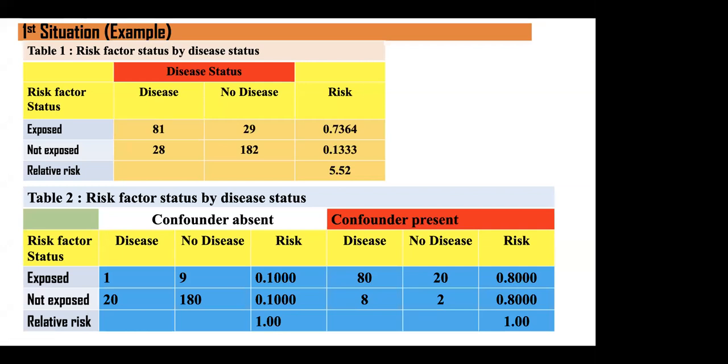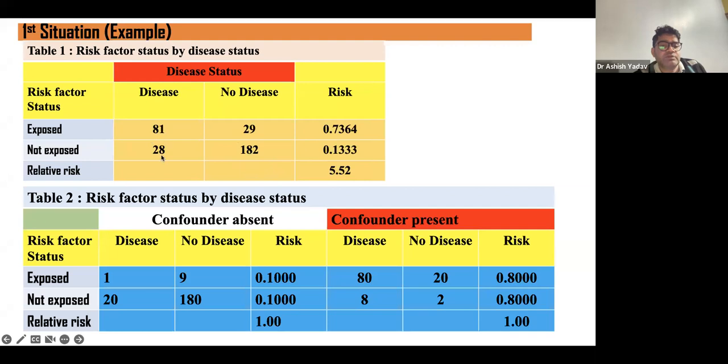Yes, sir. But this is the entire data set: 81 plus 28, 29 plus 182. When you study this complete data set further and segregate it based on a variable which you feel is a confounding variable, stratifying the data into confounder absent and confounder present, and reanalyze, here you are not finding any association. Here 1 by 9 gives a risk of 0.1; 20 by 8, 1 by 9, which is 0.1. RR 1. 80 by 100, 0.8; 8 by 10, 0.8. So you are getting a risk of 1.